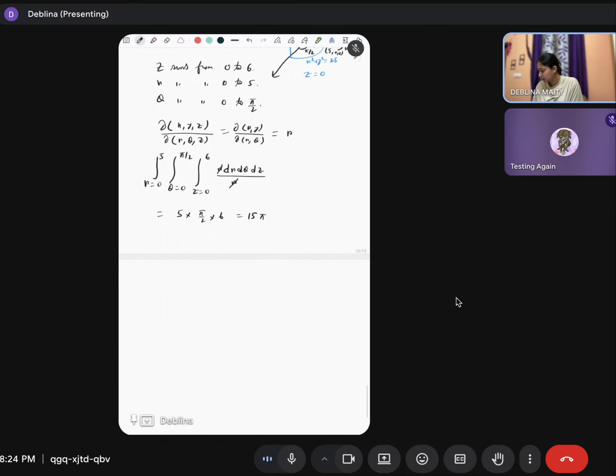Okay, so let's go to the next problem. Now we'll use the spherical coordinate. So for question 8, we have to evaluate this: 0 to 1, 0 to 1 minus x square, 0 to 1 minus x square minus y square.